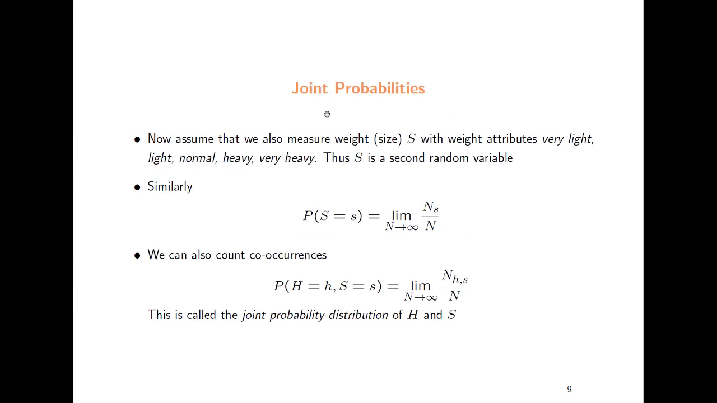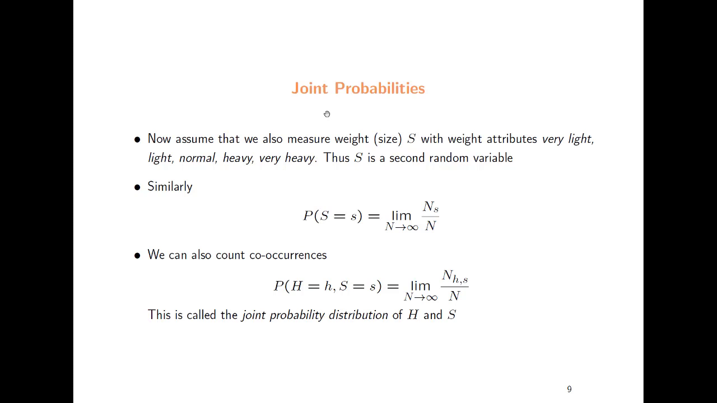So this was simple. We had one thing we were measuring, the height of the student. But now we are measuring a second thing, the size of the student, so the weight or size S, with attributes very light, light, normal, heavy, very heavy. S is a second random variable, and we can similarly define the probability that S assumes s as the limit of sample size to infinity of n_s divided by n, where n_s is the number of times that the size is s for the students we pick.